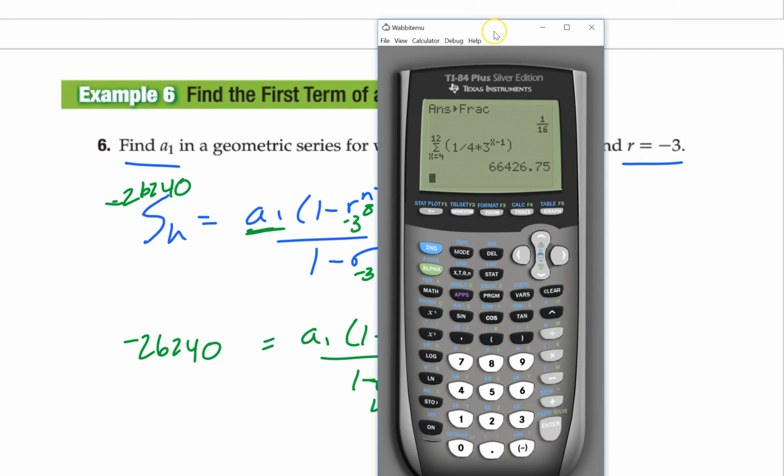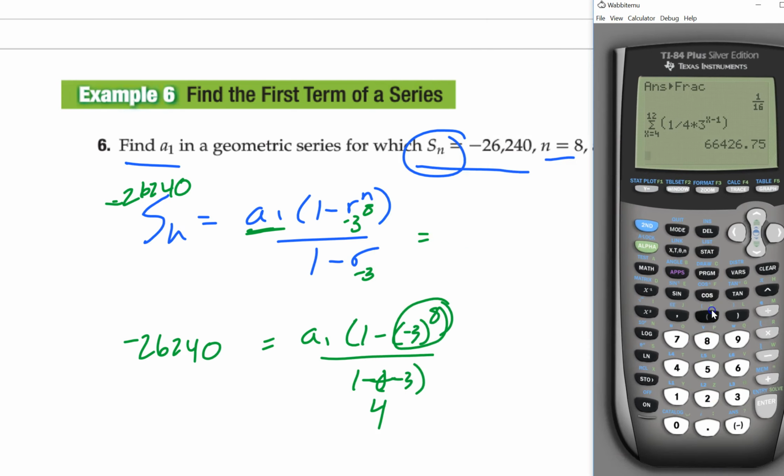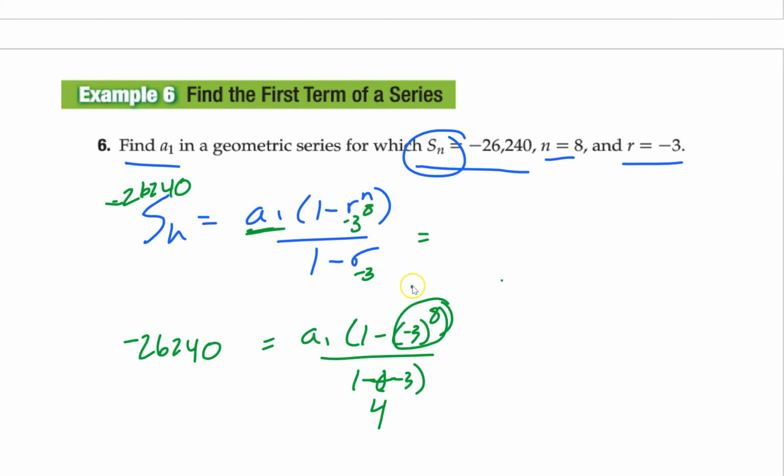So on my calculator, because I don't know what that is, parentheses negative 3, very important, otherwise you can get it wrong, to the 8th power, right? If you just did this, your calculator assumes that the negative's on the outside, so it's gonna get you a negative answer, right? Even power should get you positive. So this is 6561, but then 1 minus that gets me a negative 6560 all over 4. Multiply by 4, divide by that.